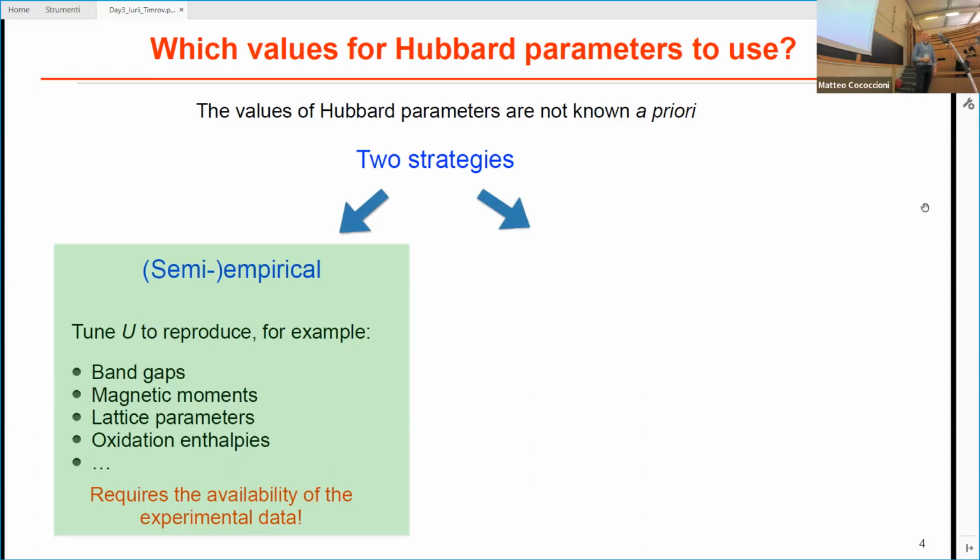But what would you do if you don't have experimental data? Let's say we have some exotic material for which there is no experimental data yet. So what would you do? Typically people try to, let's say, use U from other materials which are similar to the one you want to study, but then it's not really rigorous and very precise.